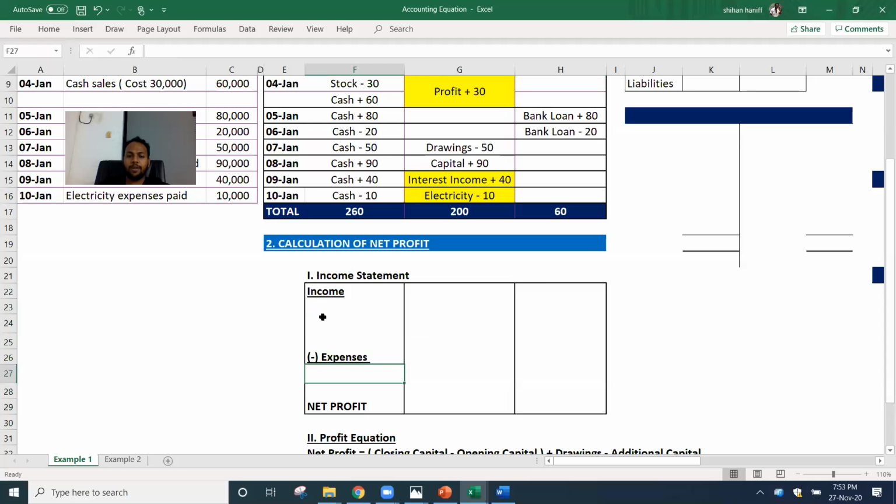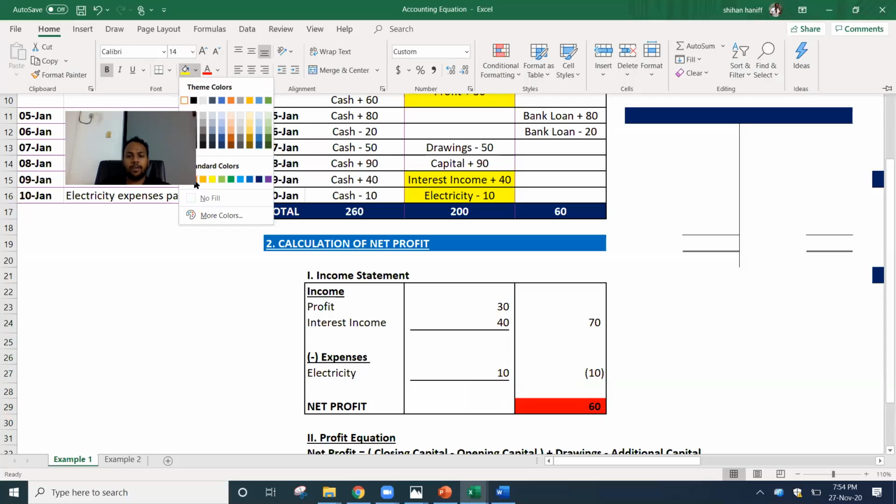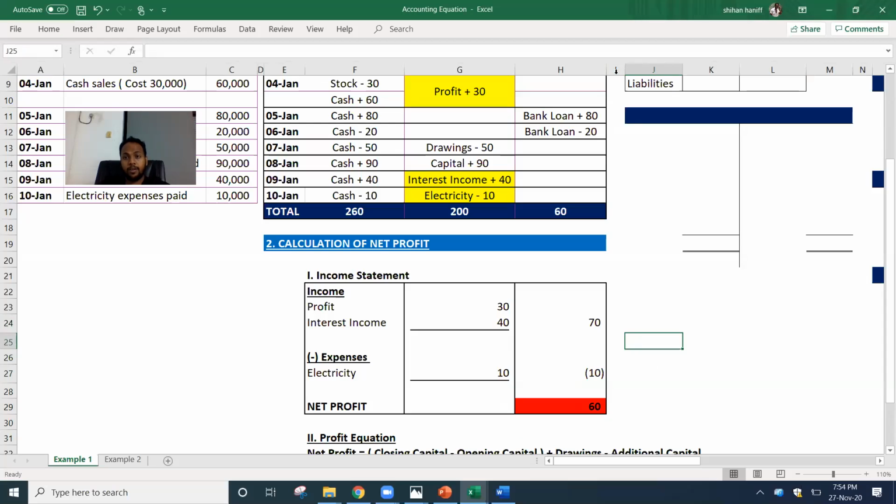From the income, we deduct the expense. So there is a profit of 30 and interest income of 40, and the expense is electricity of 10. So total income is 70, which is plus. Total expense is 10. So net profit is 60. Net profit is 60. That's how you calculate the profit.